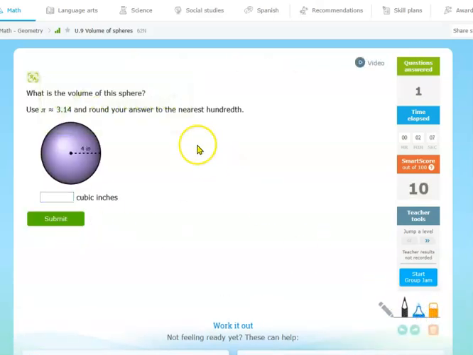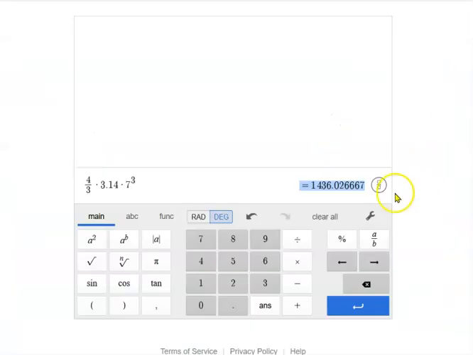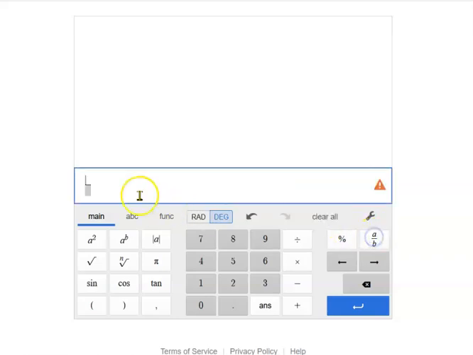Okie dokie, let's start with our formula on the board. We know that volume is equal to, volume of a sphere is equal to 4/3 times 3.14 times the radius cubed. And the radius here is 4, okay? So 4 cubed. Come back over to our calculator. Let's clear it out. Okay, so 4/3, 4 is our numerator, 3 is our denominator. Whoops. 3 is our denominator.